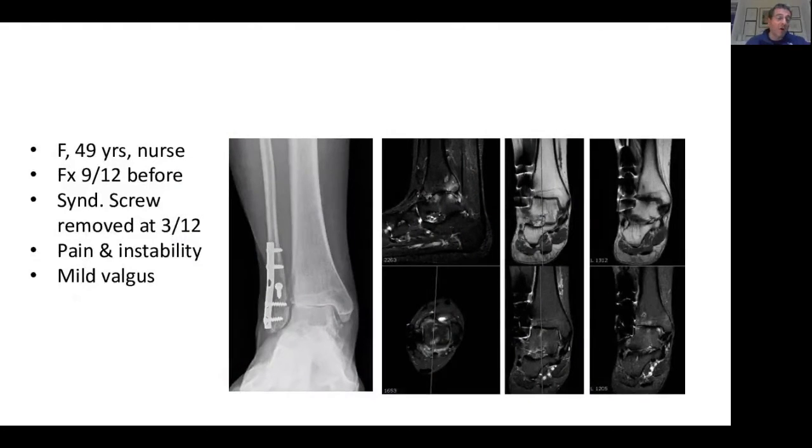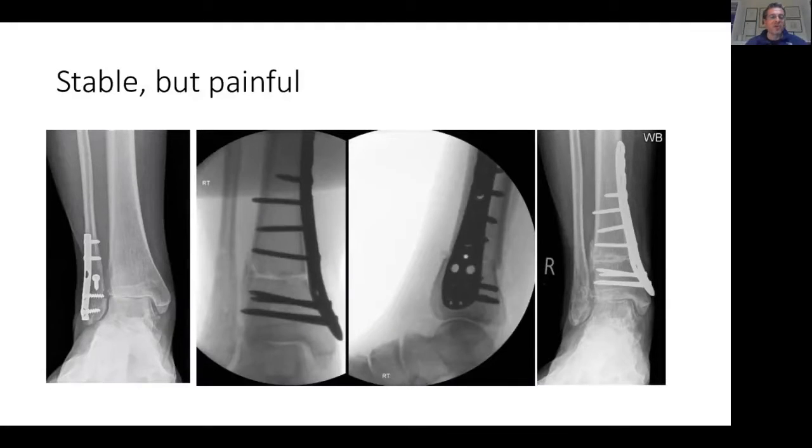And well, osteotomies do not always work, like in this 49-year-old nurse who had an ankle fracture. It was treated elsewhere with a syndesmosis screw that was removed, but she was unstable.